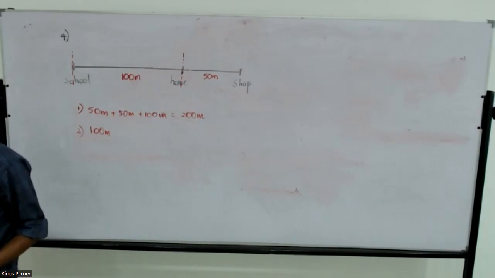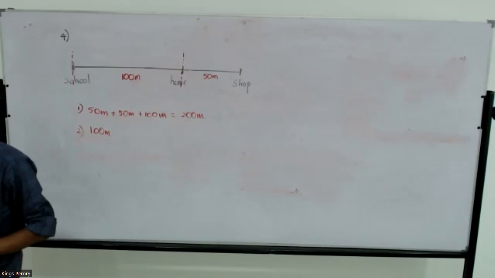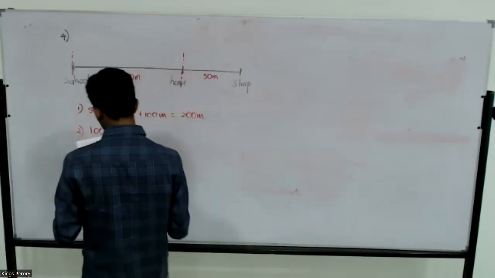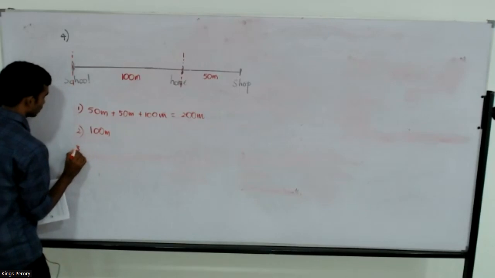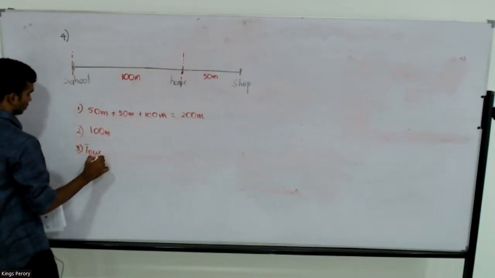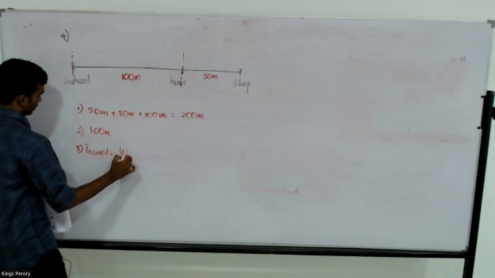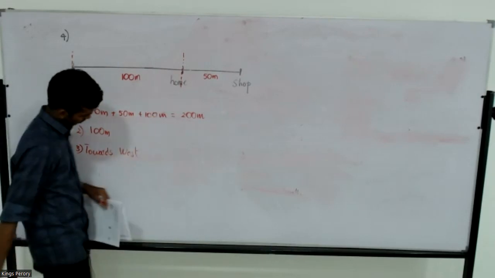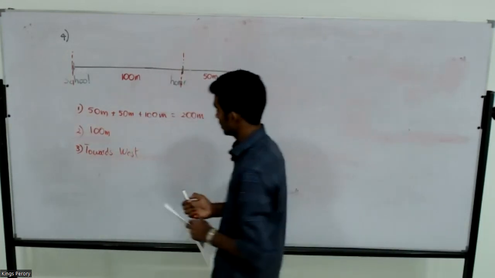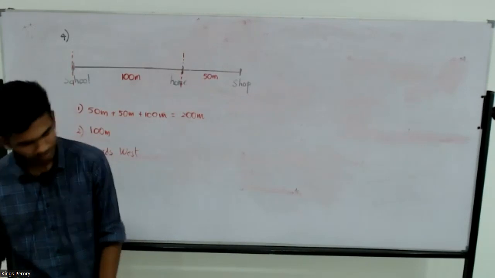Online people clear? Question number 4. They are asking the direction also, no? What's the direction of displacement from here to here? Towards west. You all tell me something like this, okay?